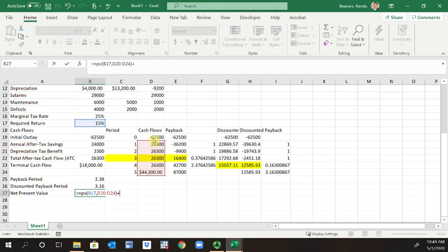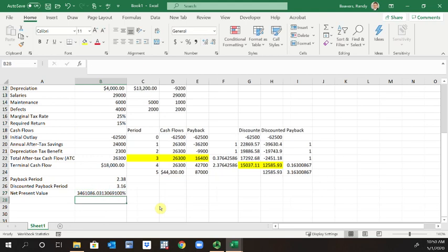Plus, anytime you have a period zero cash flow, it's going to go on the outside of the NPV function. The NPV function starts discounting immediately, so it assumes that first period cash flow. So anything that happens beforehand goes on the outside, and you'll get, this is dollars, 34,610.86.